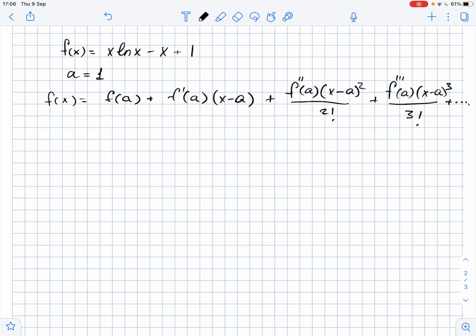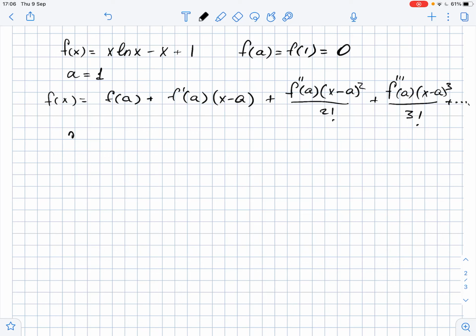Well, now let's try to write this Taylor series for our function. So in our case, f of x equals x times ln of x minus x plus 1. And if you look at it, f of a is actually f of 1, and it equals 0 in this case. So let's calculate all the derivatives.